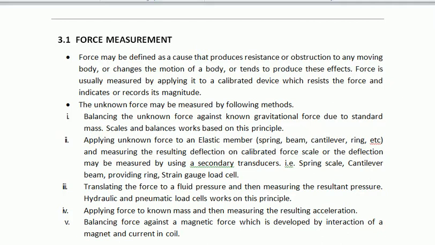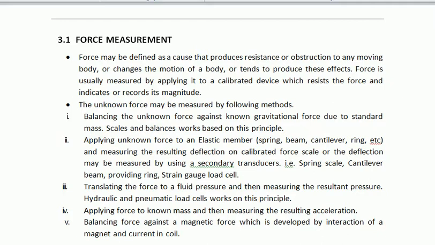We know the definition of force. Force is an external agent which is acting on a body, and because of that any body which is at rest comes into motion, or any object is deflected from its original shape, depending on the intensity of the force.